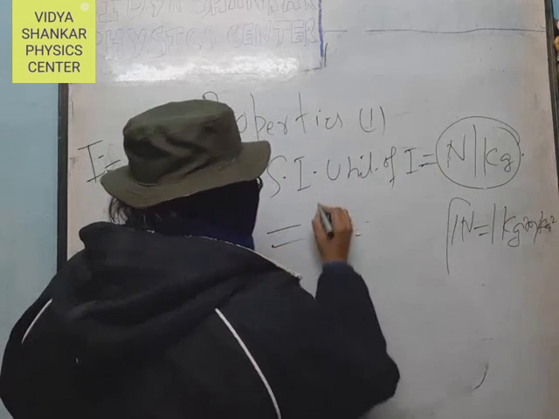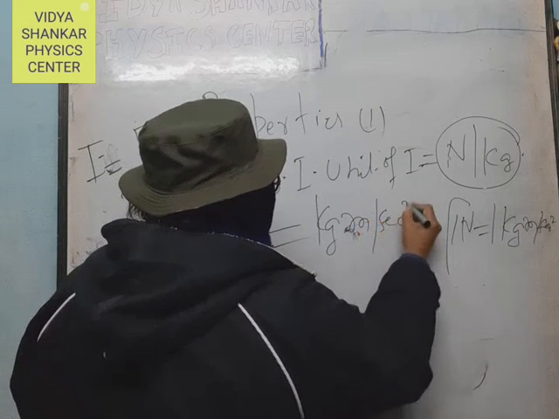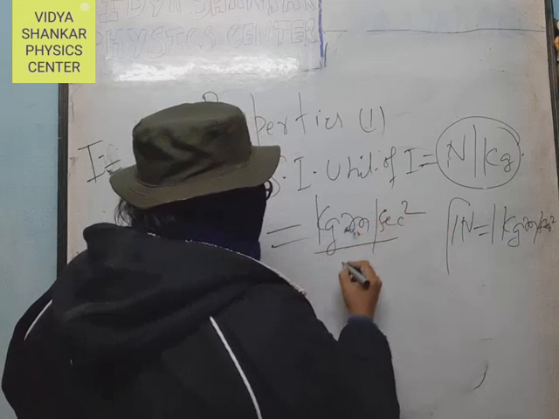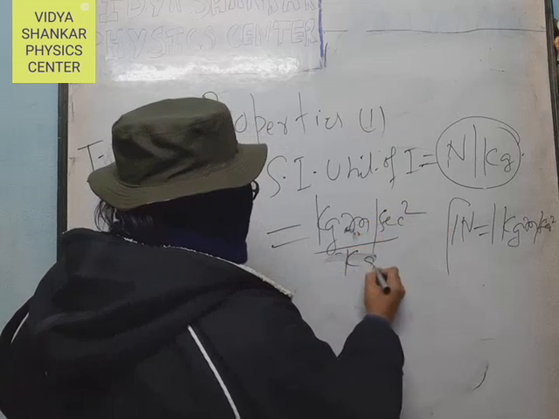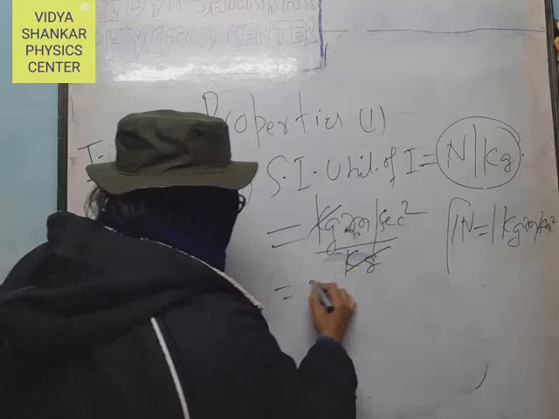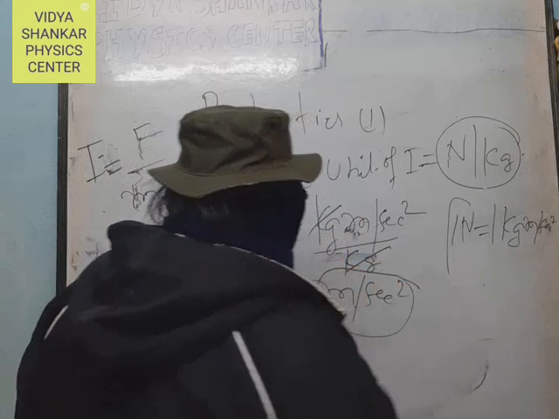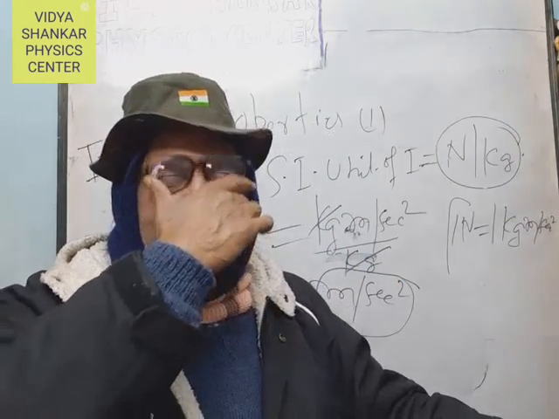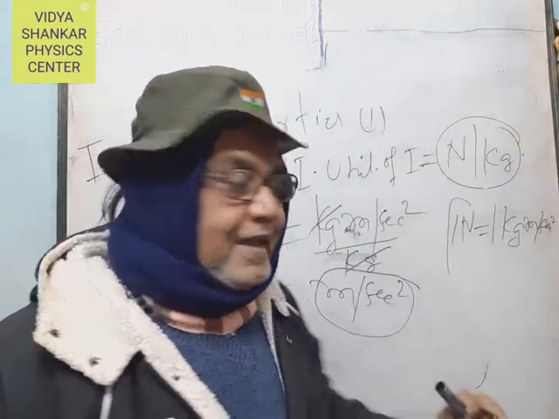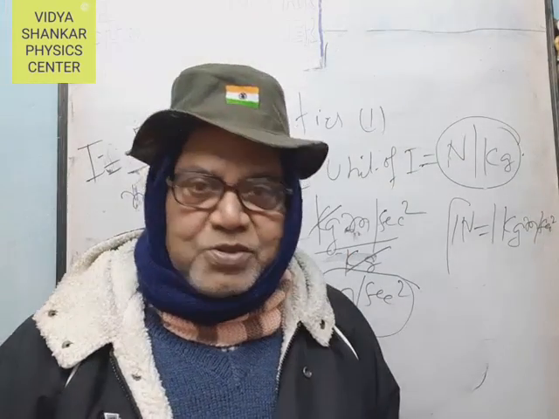Value of the N, kg meter per second square divided by M, not M, kg. Kg cancelled, meter per second square. A meter per second square is also the SI unit of the acceleration. And here now the SI unit of the intensity of gravitational field is also meter per second square.